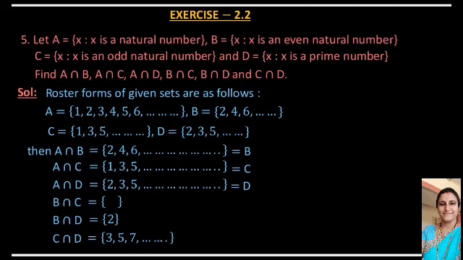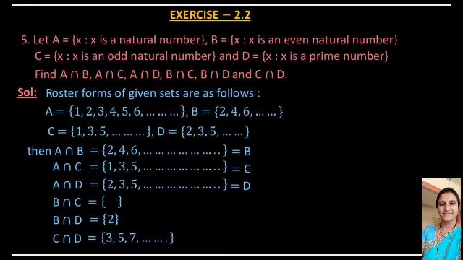If you convert all the sets A, B, C, D into roster form, then what is the first, A set? X such that x is a natural number. All of you know what the natural numbers are, so A is equal to set of 1, 2, 3, 4, 5, 6, and so on. Next, B set: x such that x is an even natural number, that is 2, 4, 6, and so on. Next, C: x such that x is an odd natural number, starting from 1. So C is set of 1, 3, 5, and so on. Next, the D set is the prime number set. So D is equal to set of 2, 3, 5, and so on.